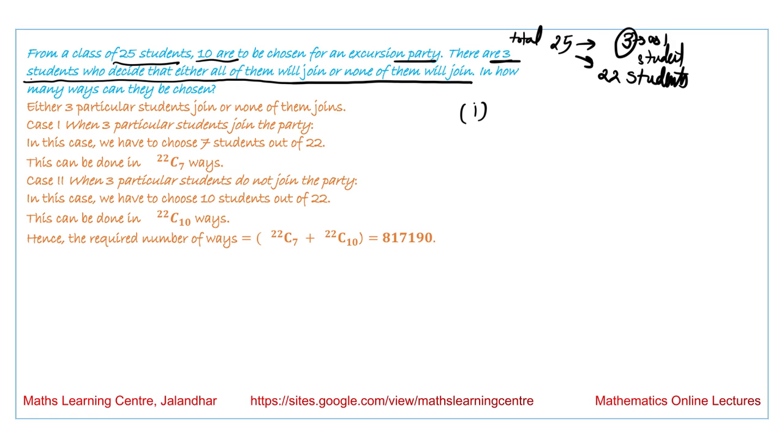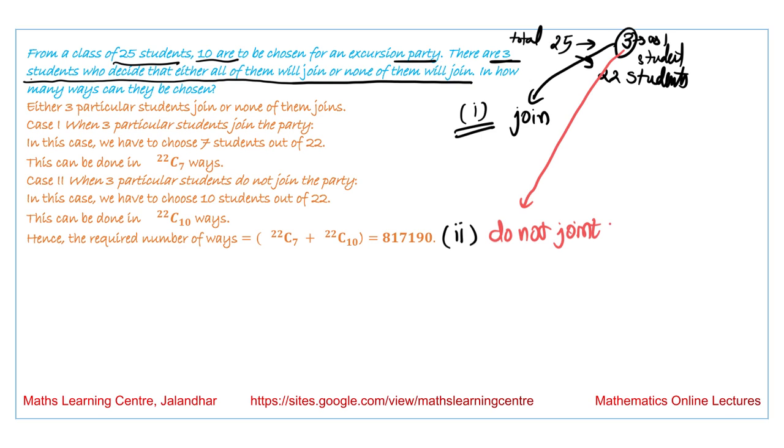Number of students left, it is 22 students. So first case we are saying, if these 3 students join, or second case we are saying that these 3 students do not join. So if these 3 students join, it means there is one case that all these 3 students have joined.